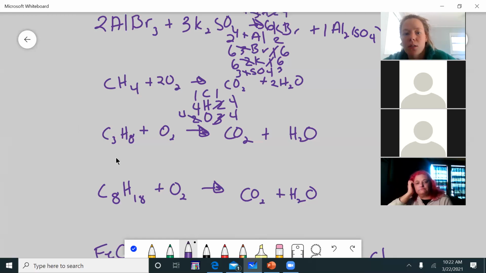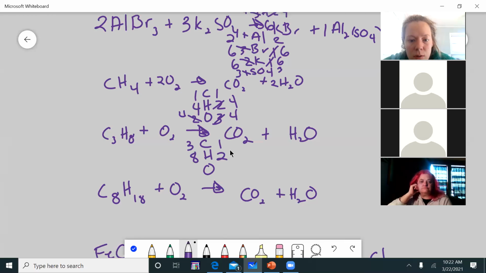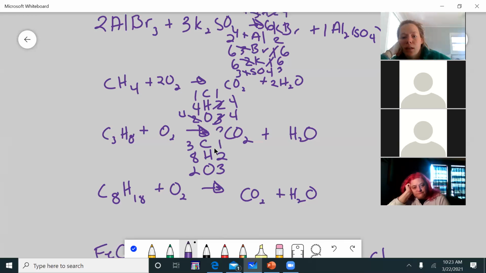Okay, so let's do this one. This one's a little bit trickier. I've got carbon, hydrogen, oxygen, 3 carbons, 1, 8, 2, 2, and 3. So first carbon will balance. There's 3 here, so I need to have 3 here. It changes this to 3. It changes my oxygen to 6, 7.